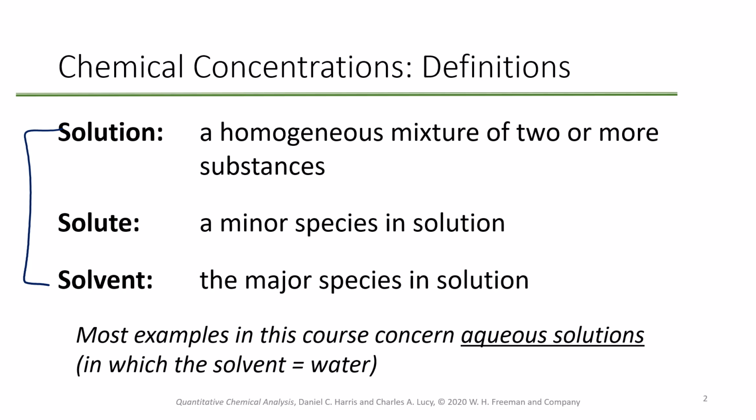A good example of this is if I wanted to make some tea, I would take tea leaves and dunk them into some boiling water. The tea would represent my solute. That's what I'm dissolving into another substance. The boiling water will be pulling the caffeine, the goodness, out of those tea leaves. So the water is the solvent. The solution is the combination of tea plus water. Most examples in this course concern aqueous solutions, so we always assume that our solvent is water unless we say otherwise.